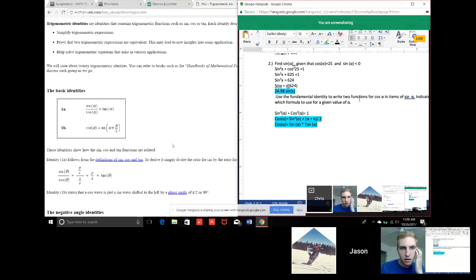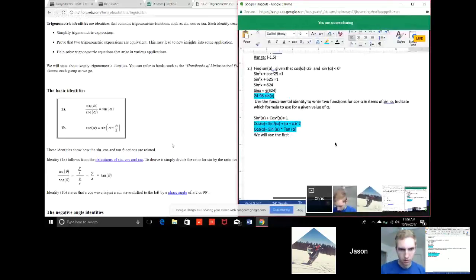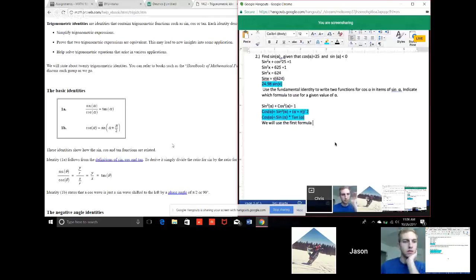Oh well. Okay. And I'm thinking we're going to use the first one. She's supposed to indicate which formula to use for a given value of alpha. Couldn't you use any of them? I guess, but I think this one would be simpler.